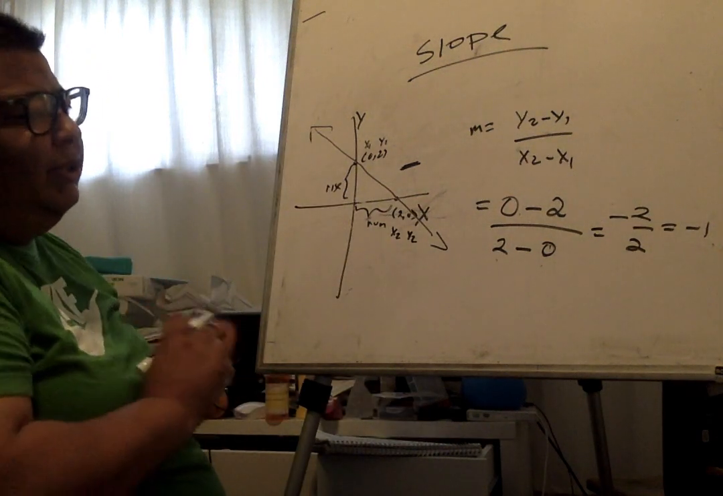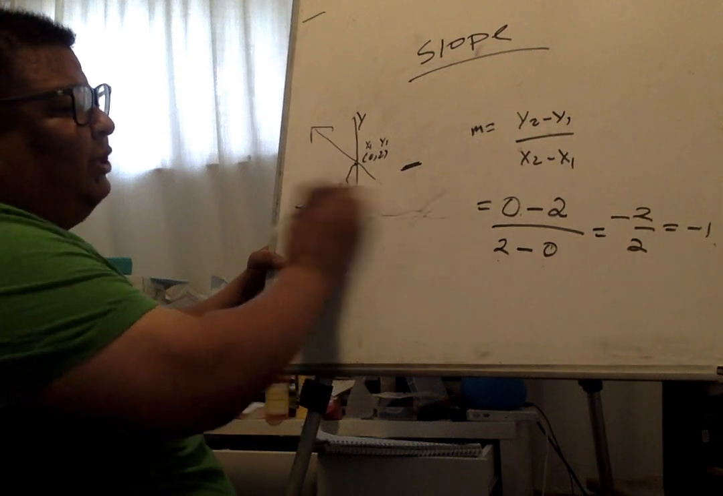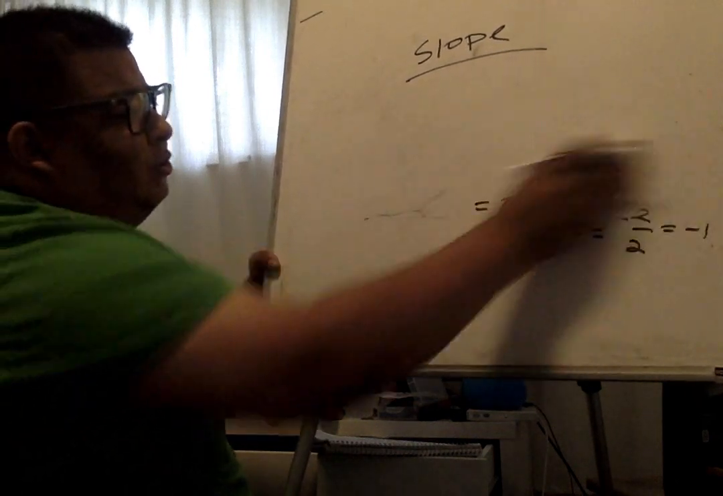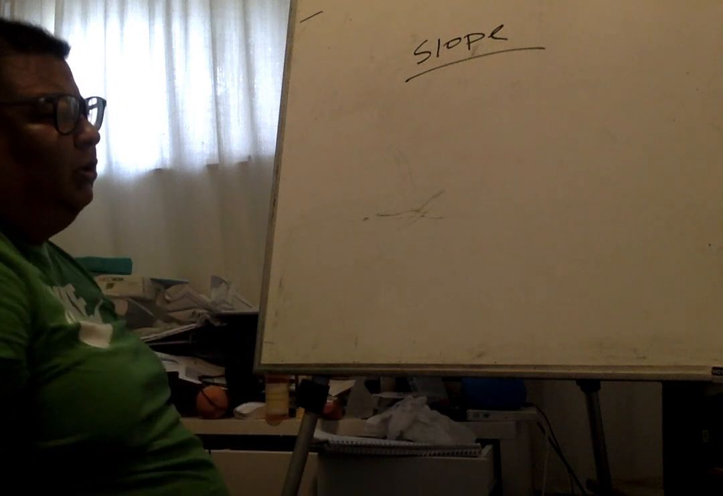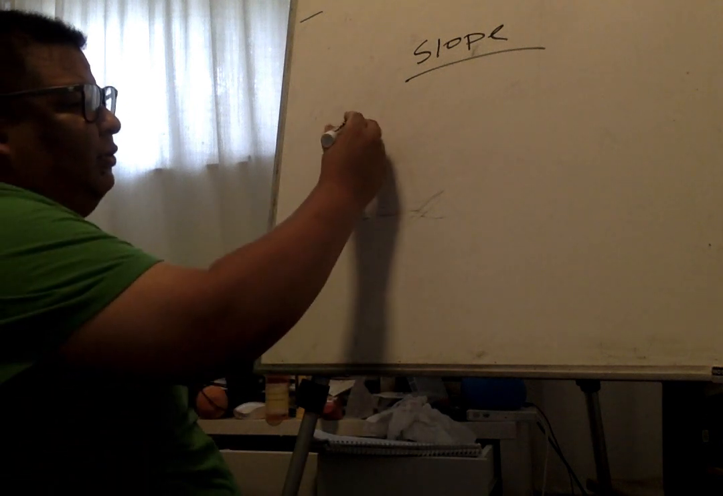So now let's go to the next case. The next case is when the slope is horizontal, when the line is horizontal, and we're gonna find out what the slope is.